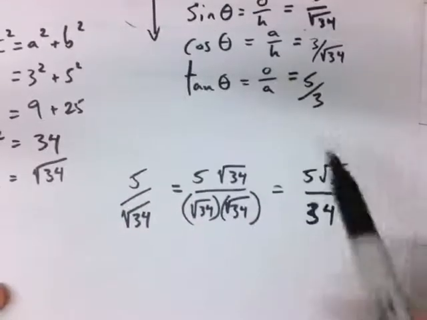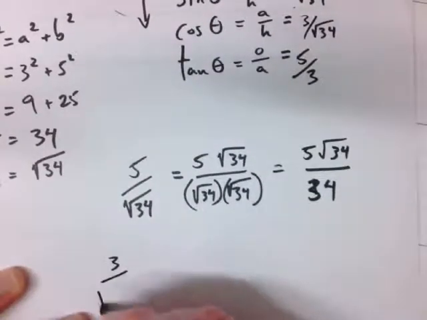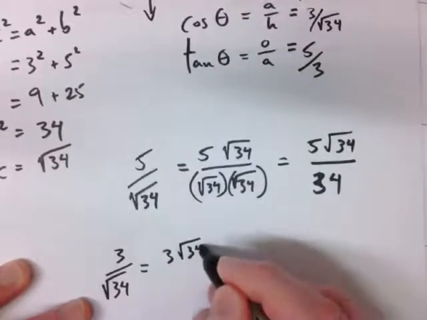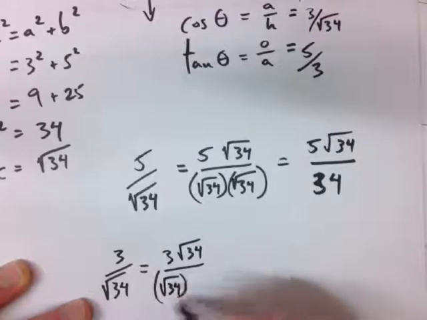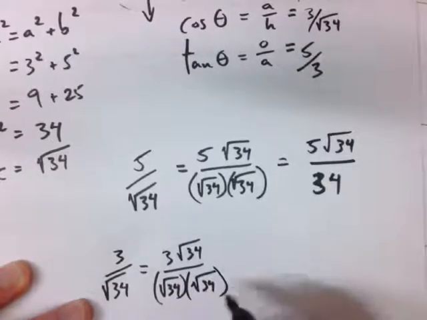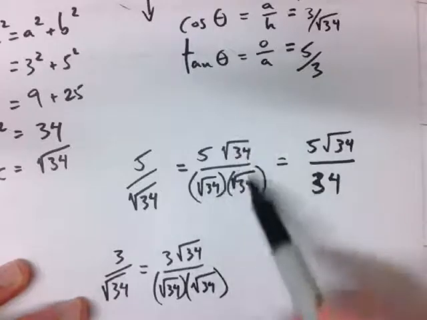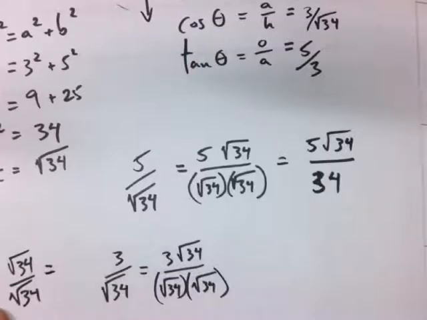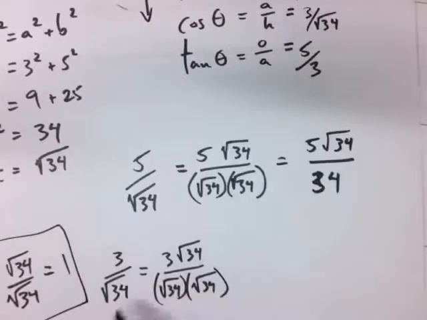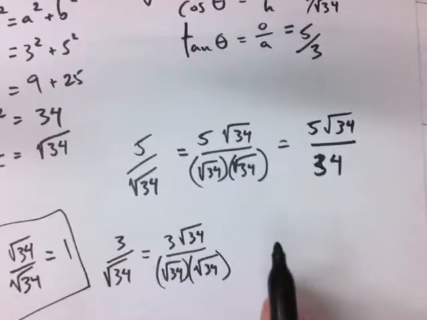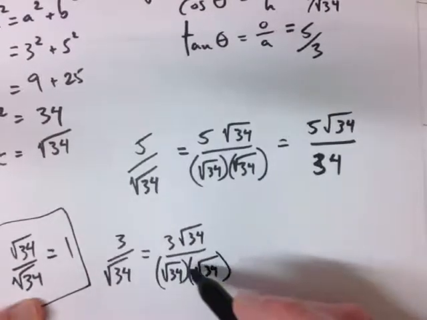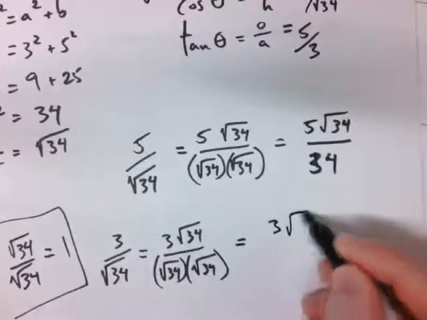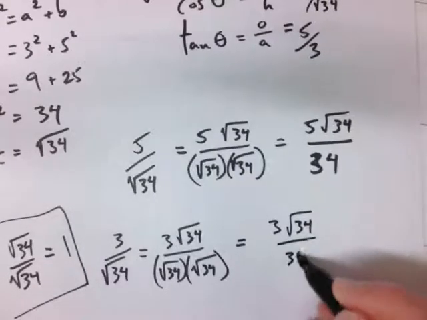Notice 5 over root 34 becomes 5 root 34 over 34. That's it. 3 over root 34, same idea. Becomes 3 root 34 over the root of 34 times the root of 34. Notice what we're doing to each of these is multiplying the top and the bottom by the same thing, because the root of 34 over the root of 34 equals 1. So we're multiplying these things by 1. We're not changing the values. We just don't want the roots on the bottom. So this equals 3 root 34 over 34.